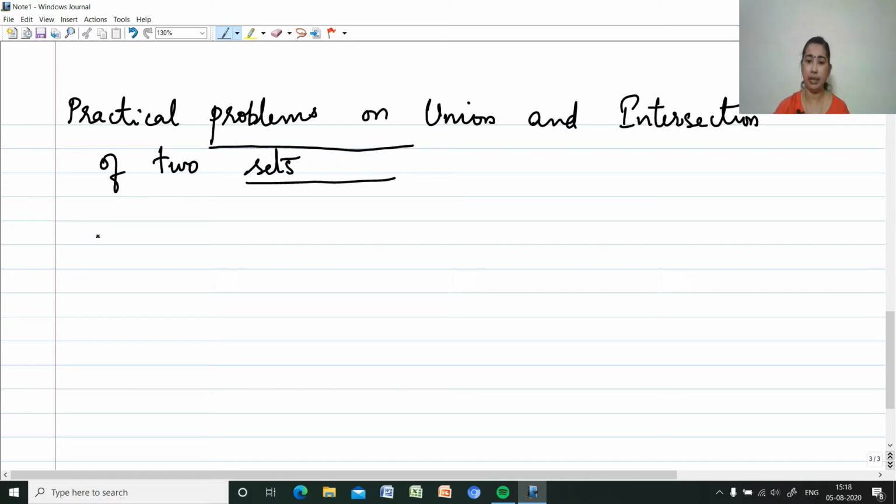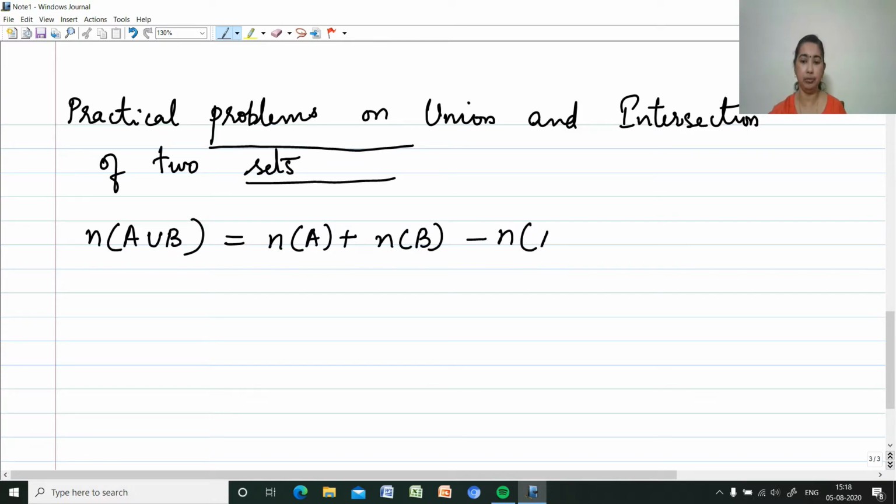So if A and B are two sets, in order to find out how many elements there are in A union B, we can write the result n of A plus n of B minus n of A intersection B. That is, let A and B be finite sets. In that case, the number of elements of A union B is equal to n of A plus n of B minus n of A intersection B.